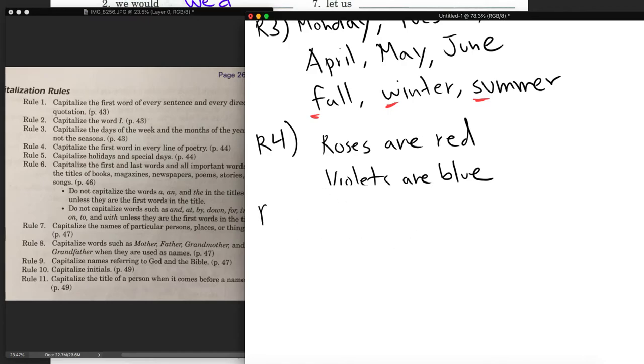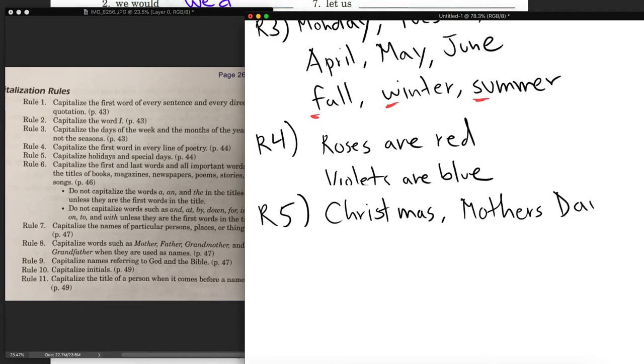Okay, so rule number 5: capitalize holidays and special days. So things like Christmas, Mother's Day, etc. The first letter of each word needs to be capitalized. All right. Okay.